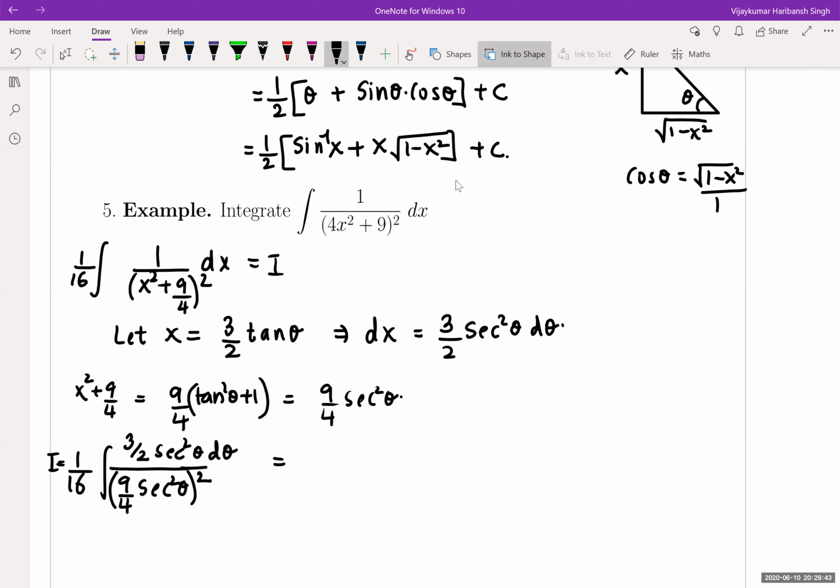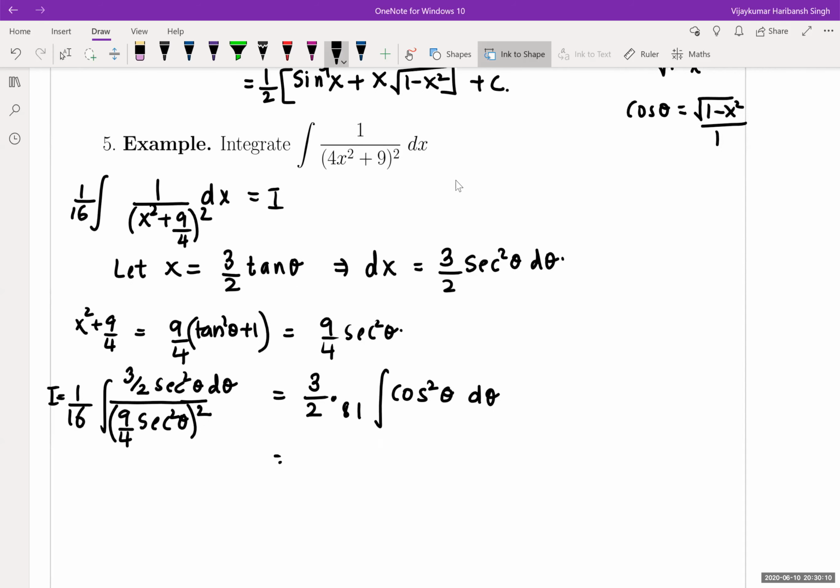So this 4 and this 16 will cancel. So what is left? We have 3 by 2 coming from the top. We have this 4 taken care of, but we have this 9 squared, which is going to be 81. Integral of secant squared theta, 1 secant squared theta will cancel. You will have cos squared theta d theta, because 1 by secant theta is cos theta. So we get 1 by 27. So this will be 27 when you cancel, and multiplied by 2 makes it 54.